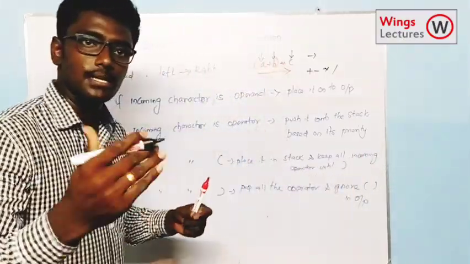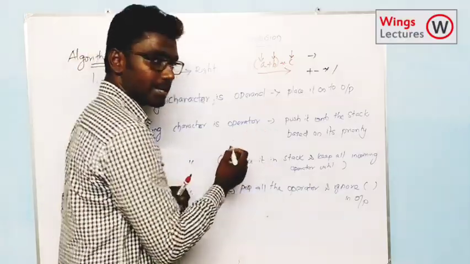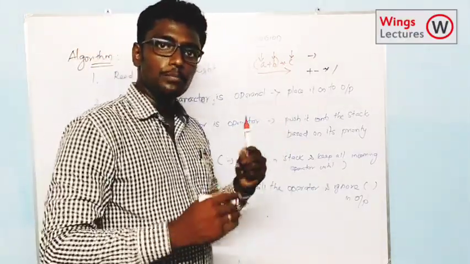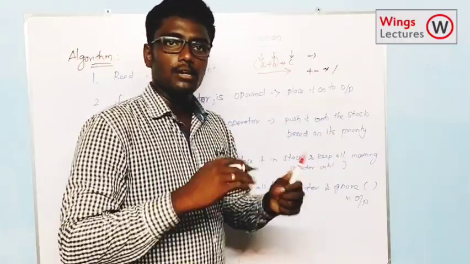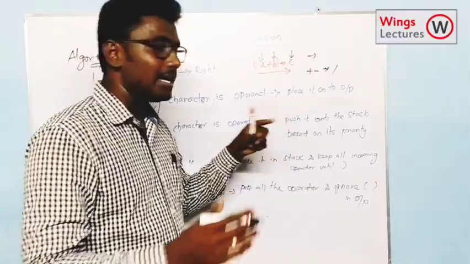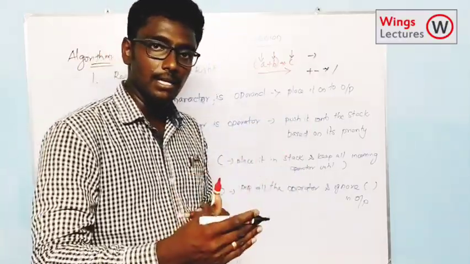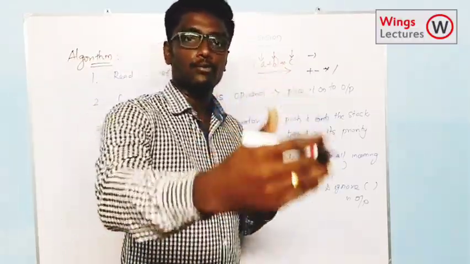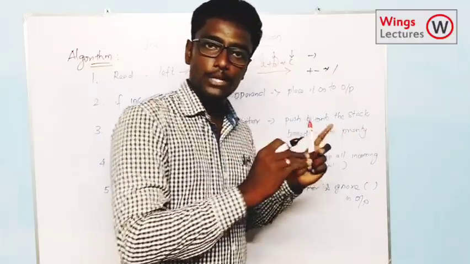Now we need to process in stack. And if the incoming character is an operator, first we have to push it into stack, and then we have to compare. If the stack is empty, no need to compare. But if the stack already has some operator, we have to check the priority. If it is having a low priority, then we have to move it into output. So when we do an example, I will explain you clearly.